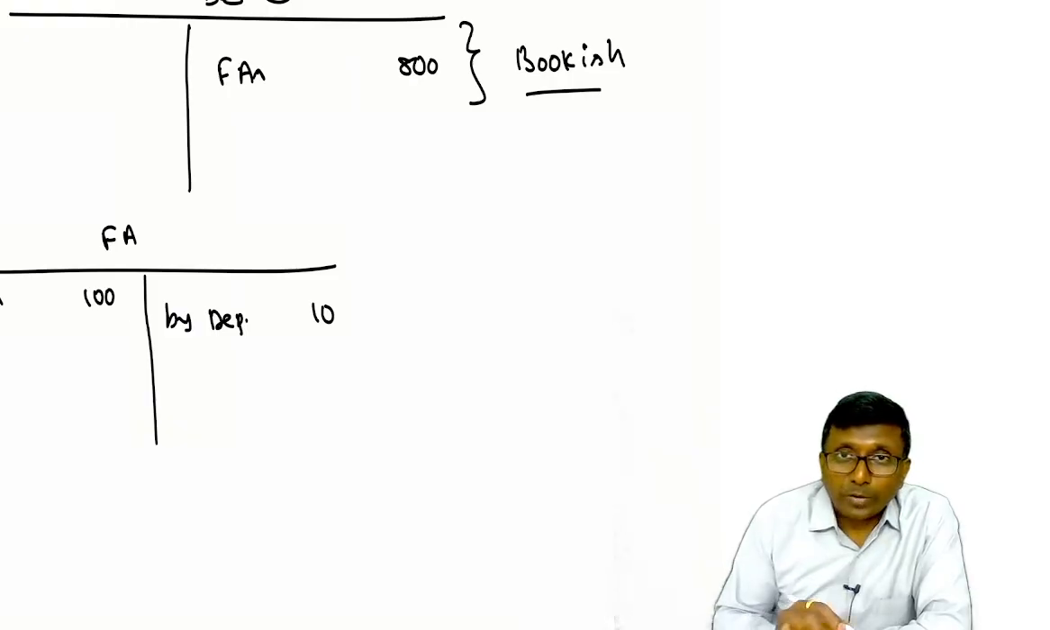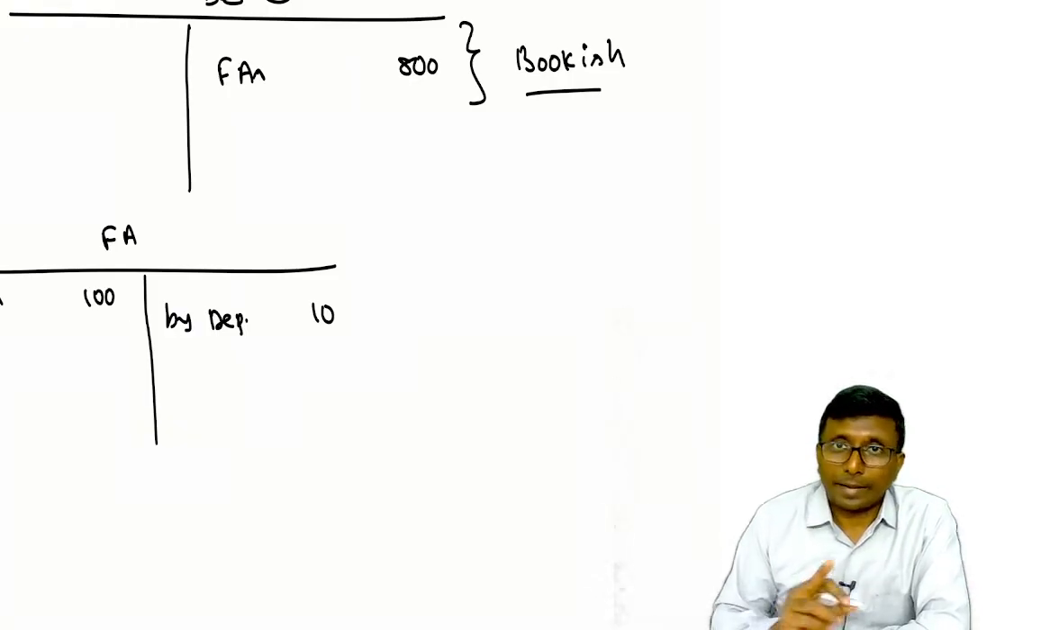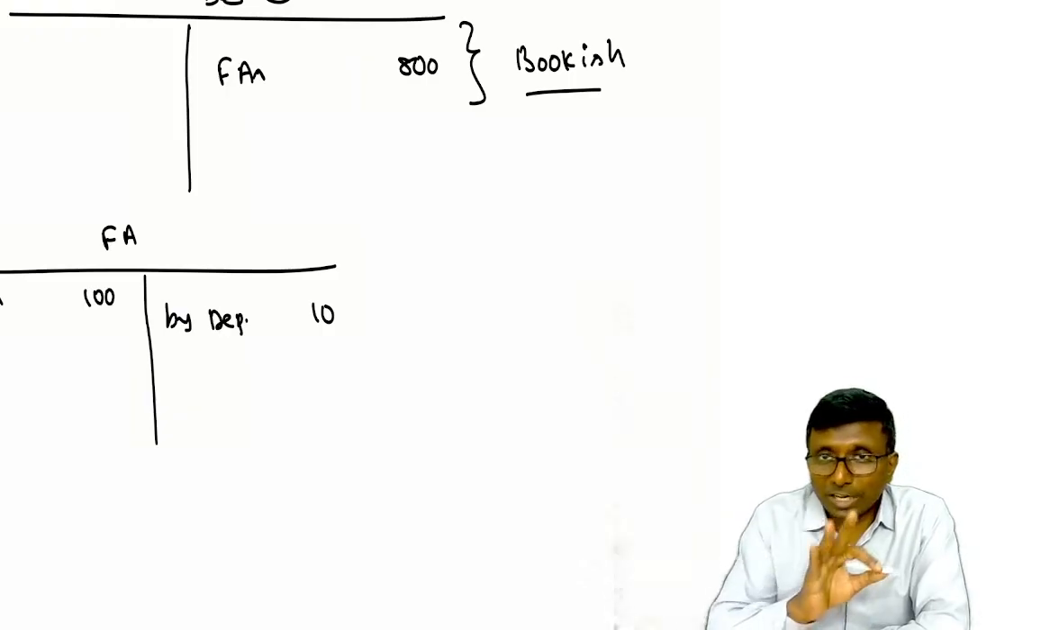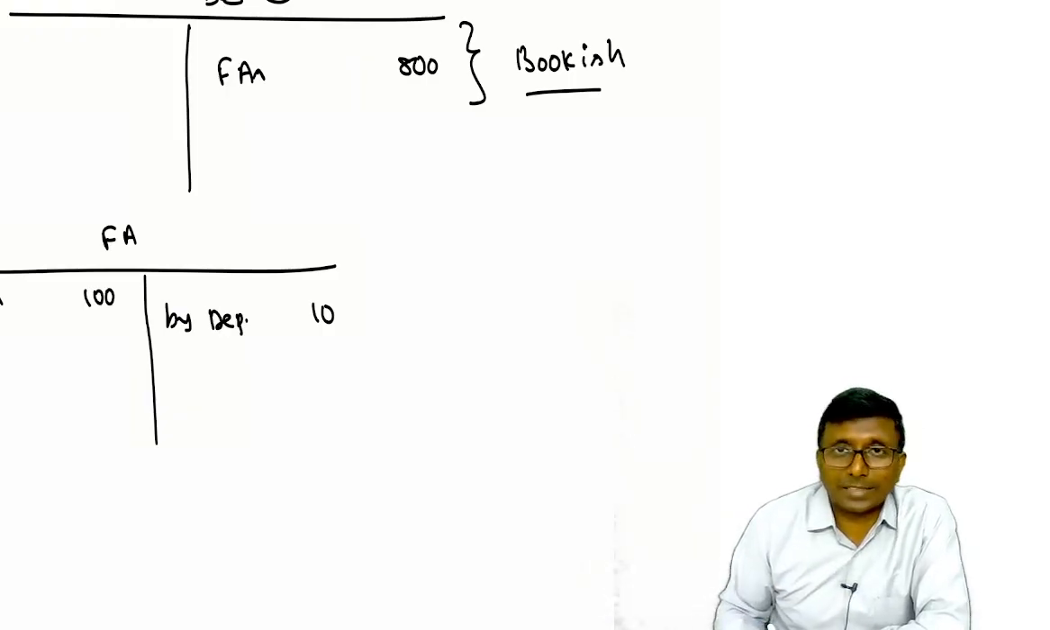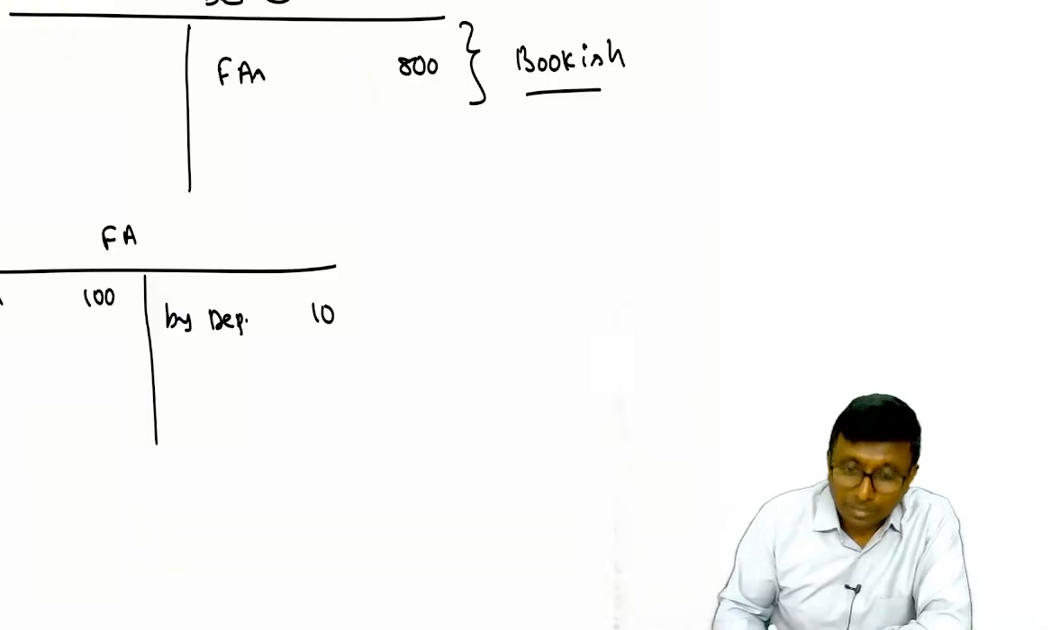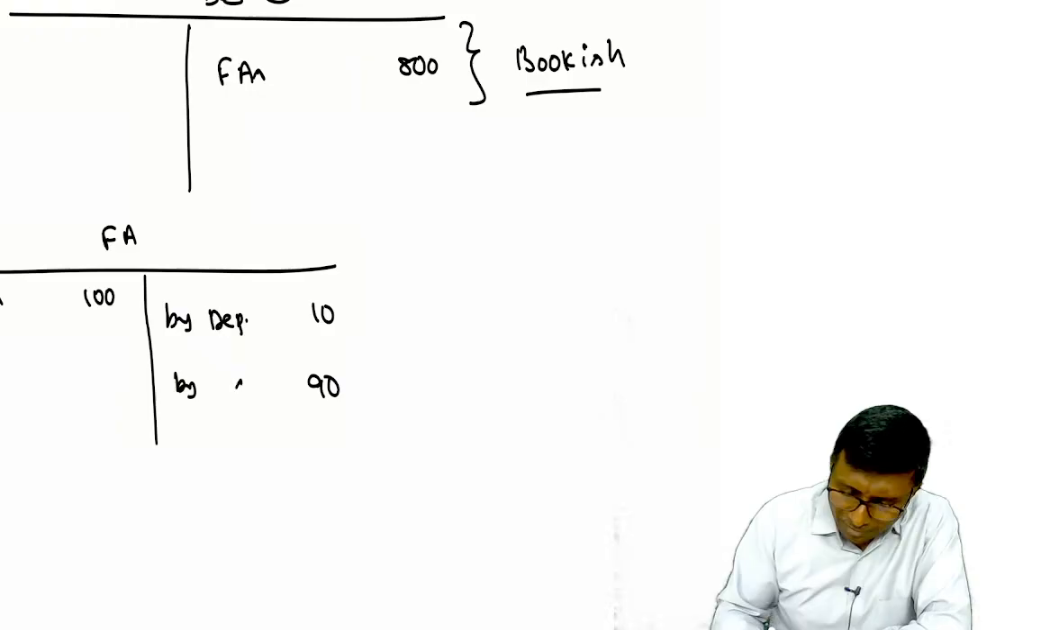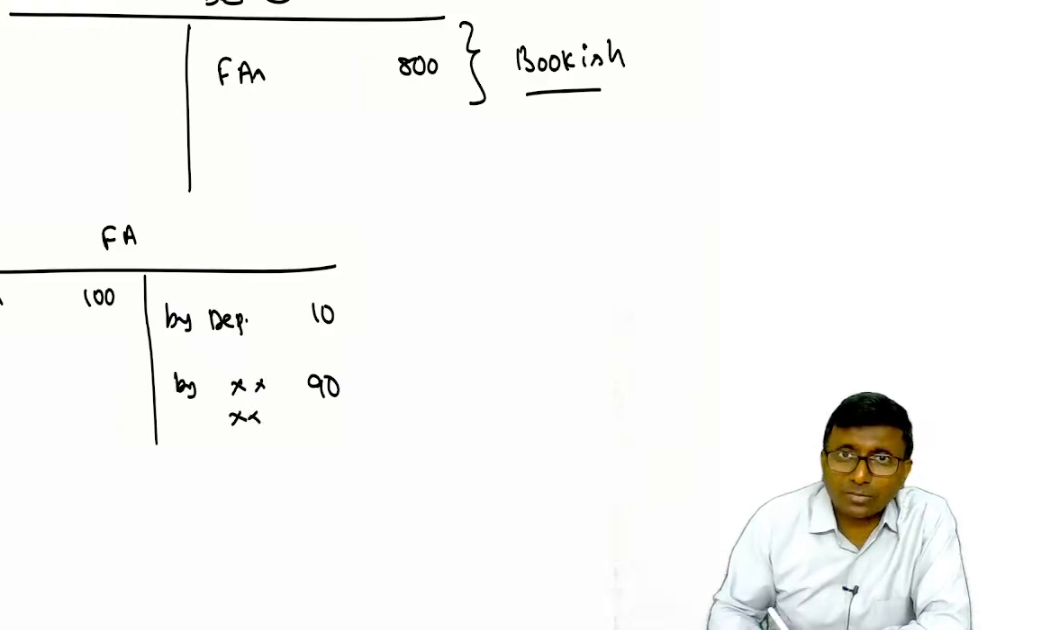Now, when you sell the fixed asset, it is physically gone. At the same time, fixed asset should not be there in the books of account or not? Exactly. So, what should I write? So, if I write here 90, correct? Whatever you want to write, you write it. 2 lines, 1 line, you write.